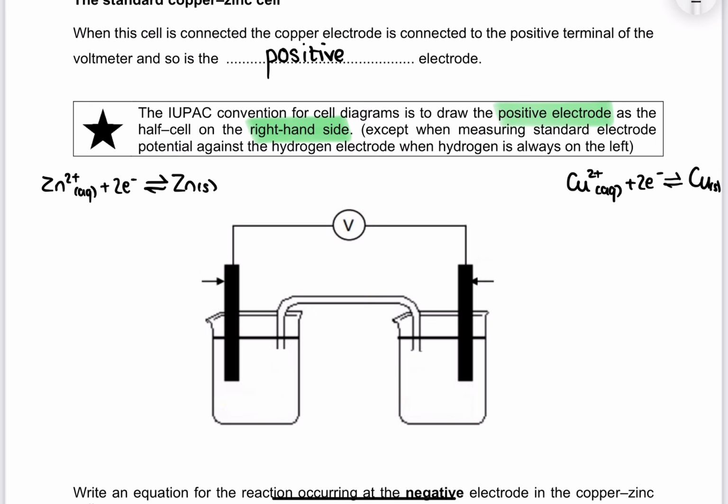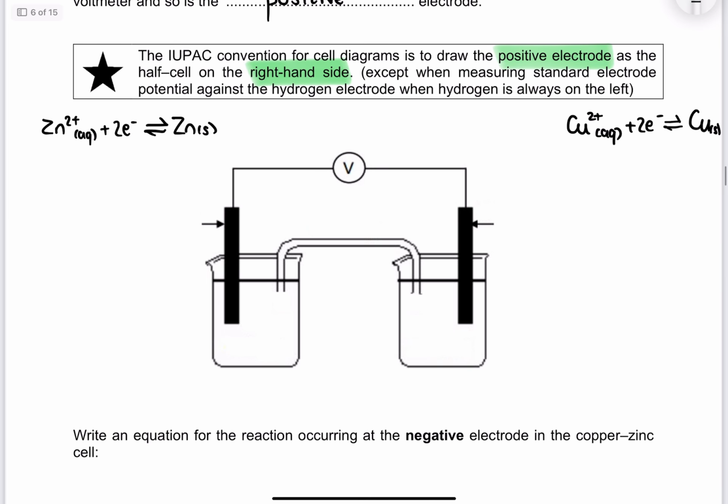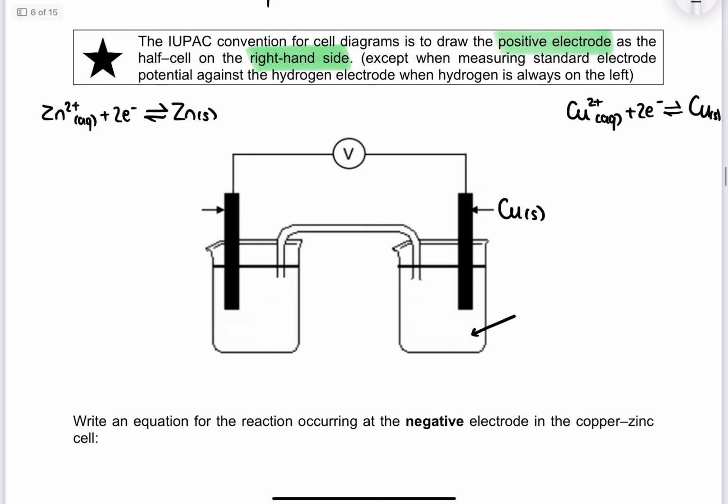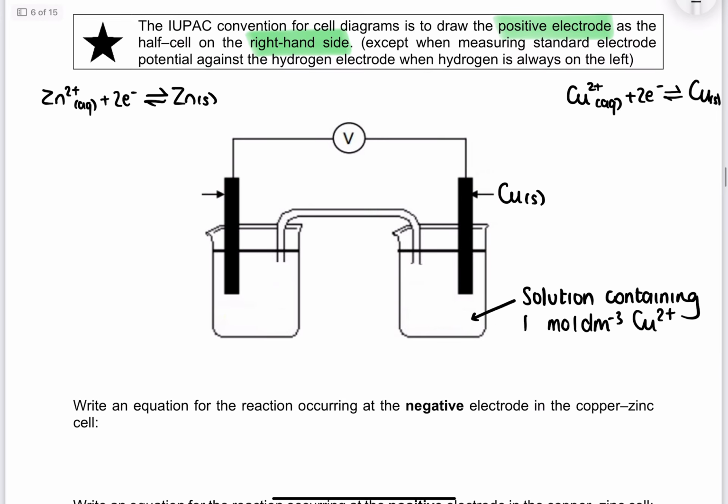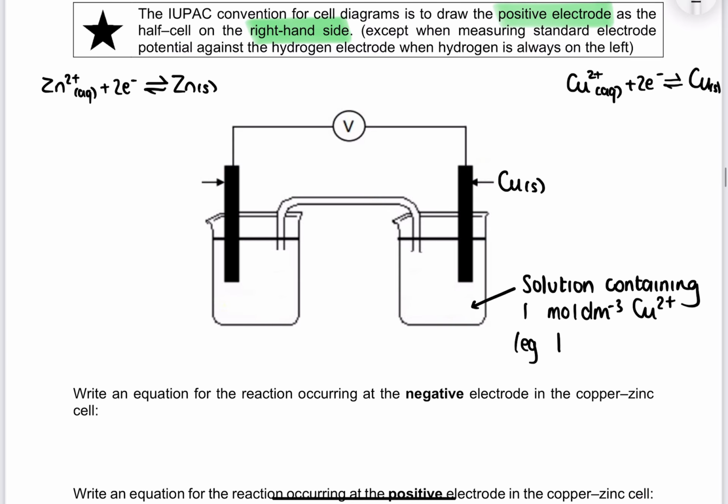Okay, so these two half equations, and we connected them. If we go back and think about what we drew earlier on, we had a piece of copper solid in a solution that contains one mole per decimeter cubed Cu2+. If we're asked to give an example, we'd have to actually pick a chemical, not just write Cu2+. So e.g. 1 mole per decimeter cubed copper sulfate. Okay, that's aq. And a piece of copper metal.